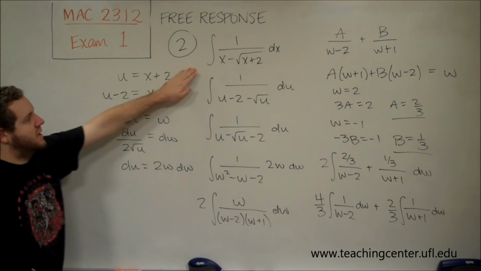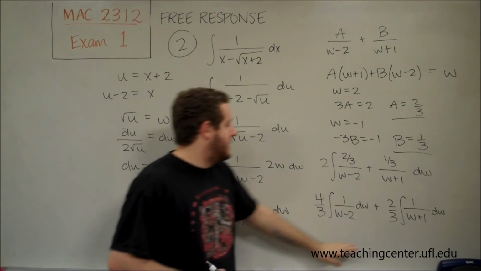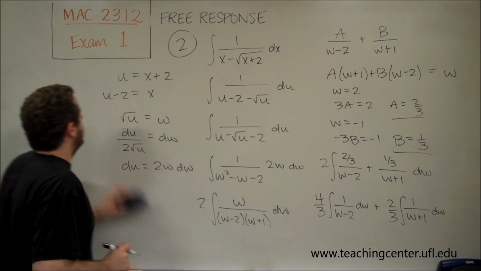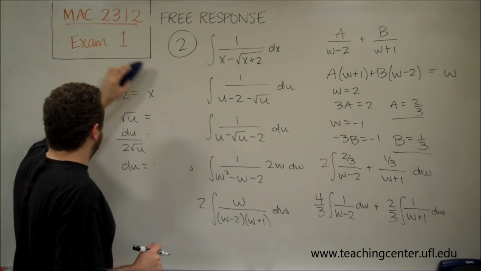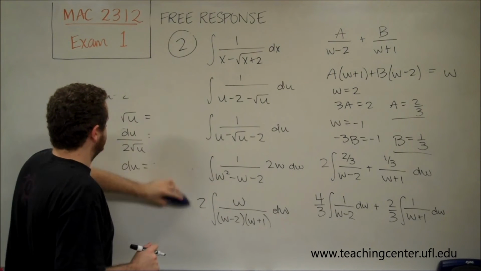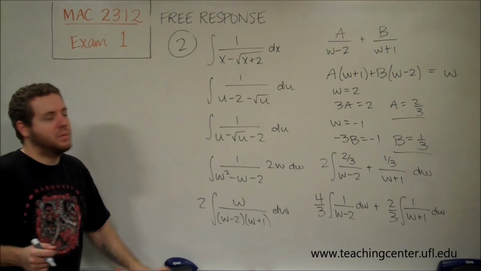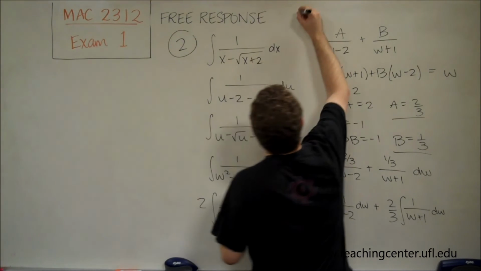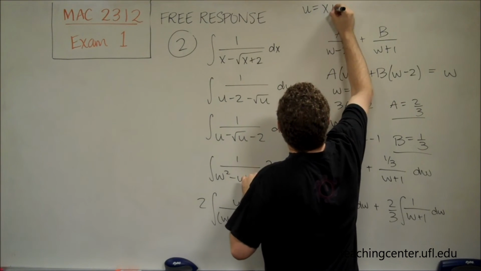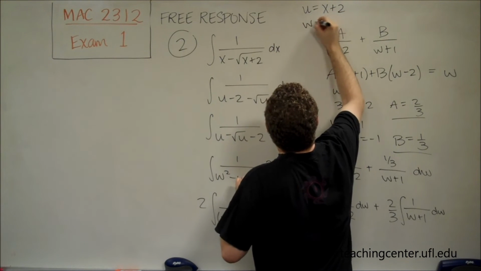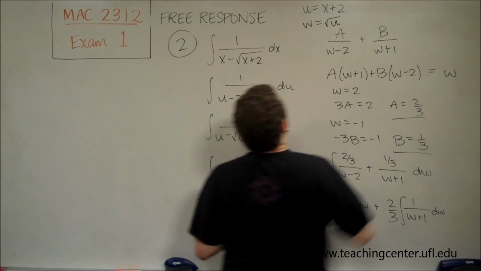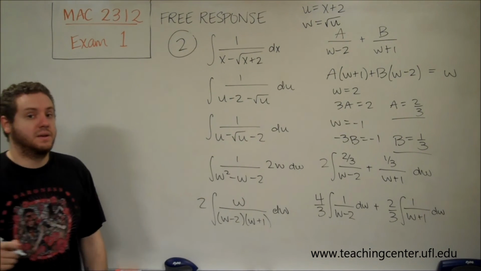So what started as this has boiled now all the way down to this. And that's going to be much easier to do. Now, since I just erased this, let me make sure we remember what our original substitutions were. U was x plus 2, and w was square root of u, because we're going to need to use those later.